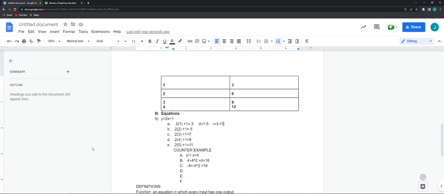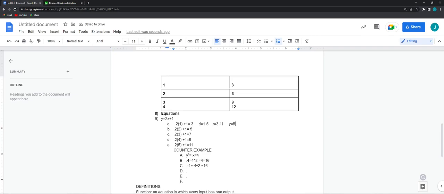So to find an output given an input would just be to solve. So let's say we wanted to find the output, which is y. All we would have to do is solve, and we'd find that y equals 5.